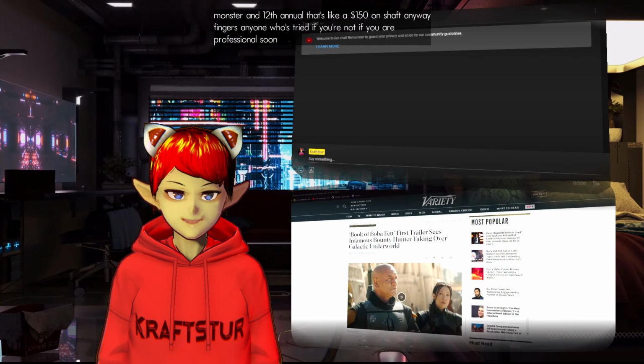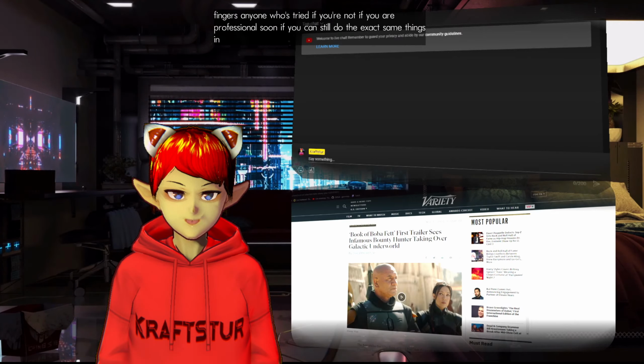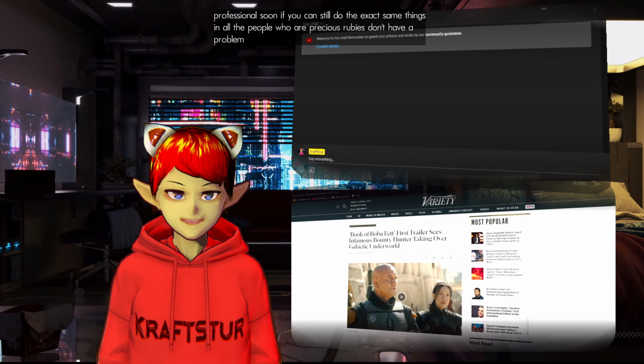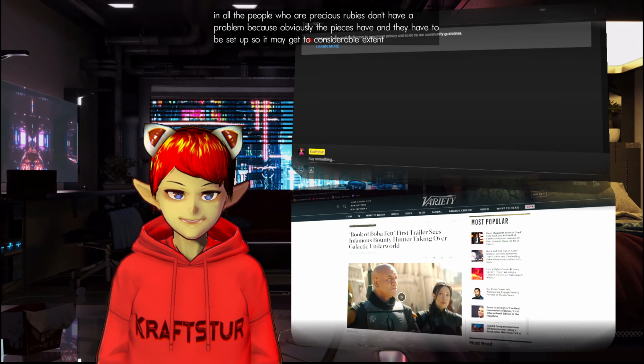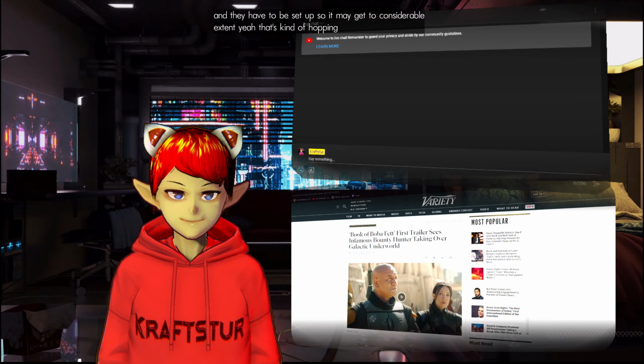Because you can still do the exact same things in OBS. And I mean, the people who are professional streamers don't have the same problem with OBS that I have. Because obviously, their PCs have a lot more goddamn RAM than mine has. And they have 2 PC setups, so it mitigates the issue to a considerable extent. But yeah, that's kind of what I've been dealing with.